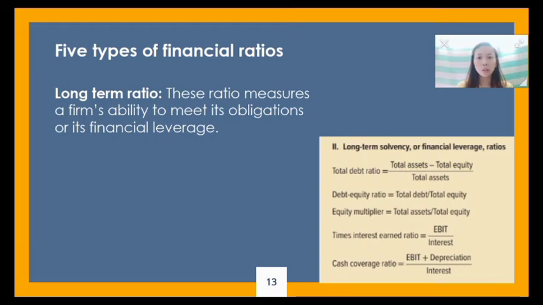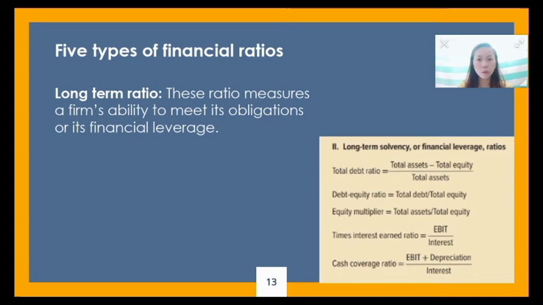Total debt ratio. The total debt ratio takes into account all debts to all creditors. The formula is total assets minus total equity over total assets. One variation of a total debt ratio is the debt equity ratio, and it equals total debt over total equity. We can calculate this by pulling the numbers off the balance sheet, or we can use the ratios that are already derived from the total debt ratio. Next is the equity multiplier, and it equals total assets over total equity.